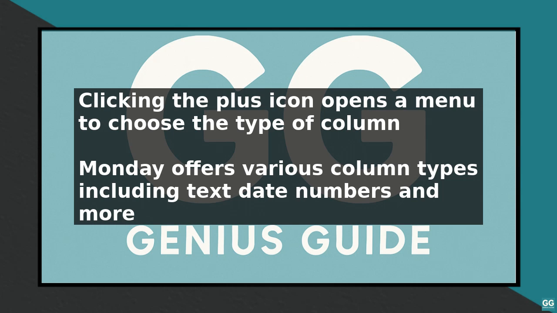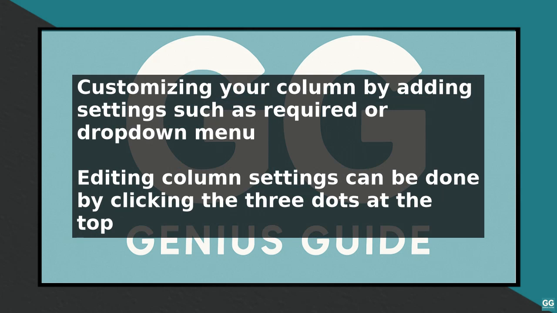You can also customize your column by adding additional settings, such as making the column required or adding a drop-down menu. To do this, click on the 3 dots at the top of your column and choose Edit Column. From here, you can add or remove settings as needed.